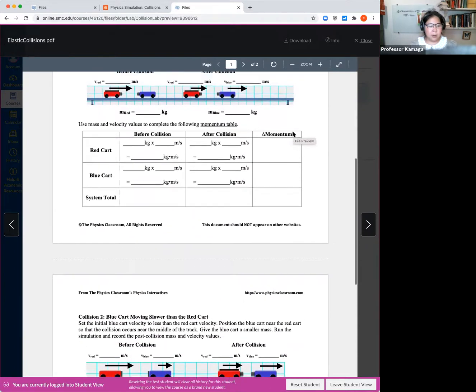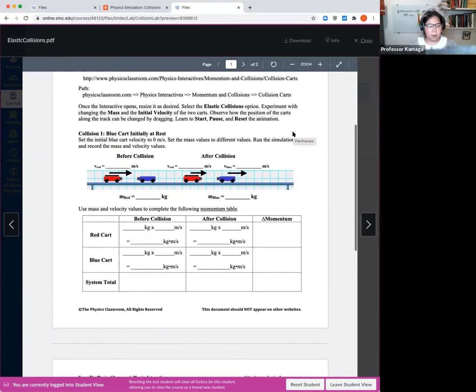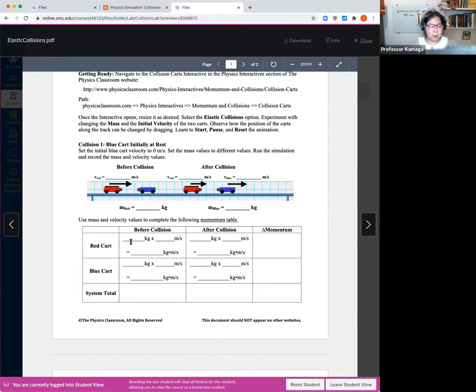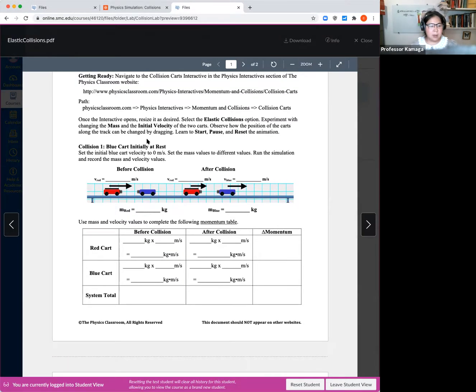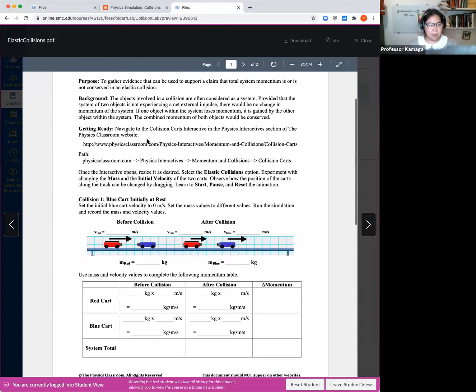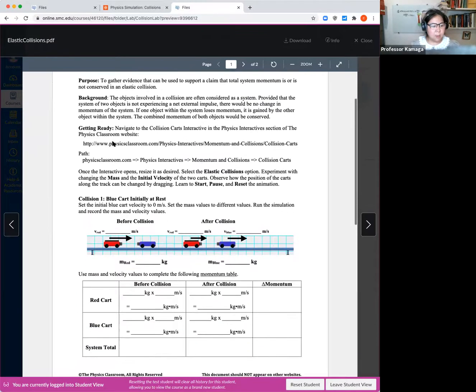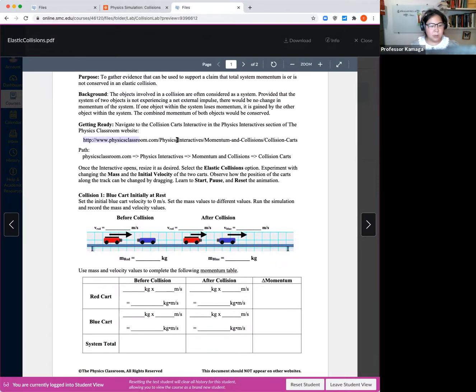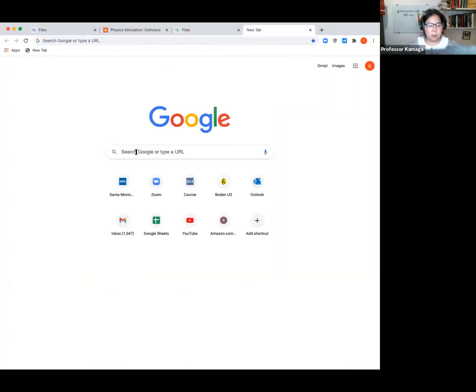So the part that you need to fill out is this section here, this section, this section, this section. So all these 9 parts that you need to fill out. Let's see what you're going to do for this lab. For elastic collision, either way, what I want you to do is to copy here, and let's go to Google.